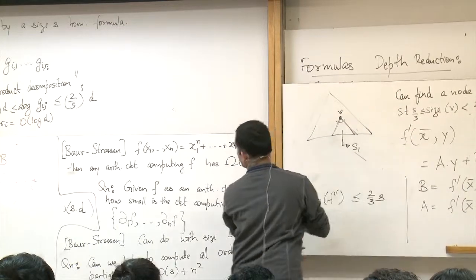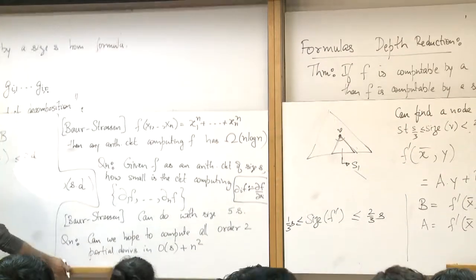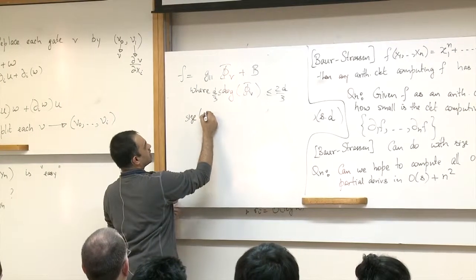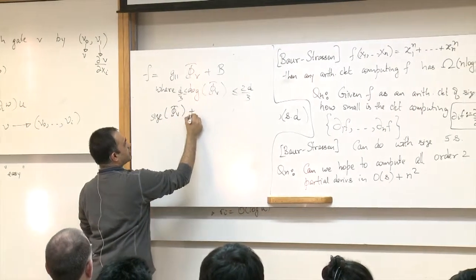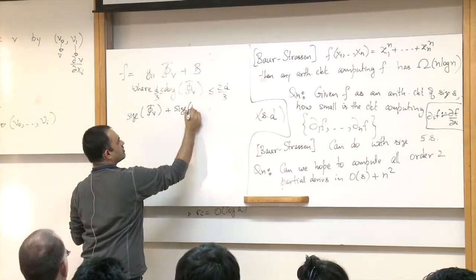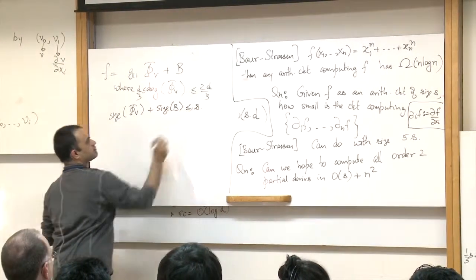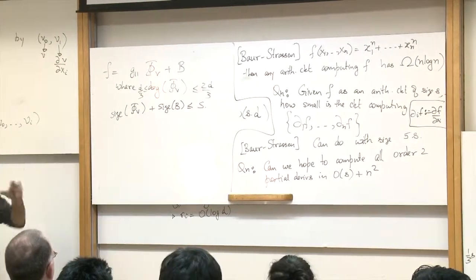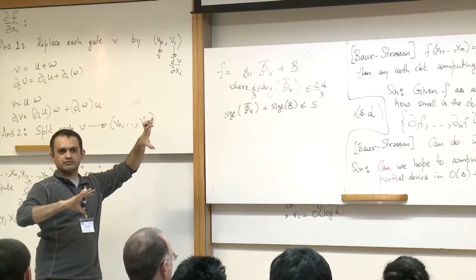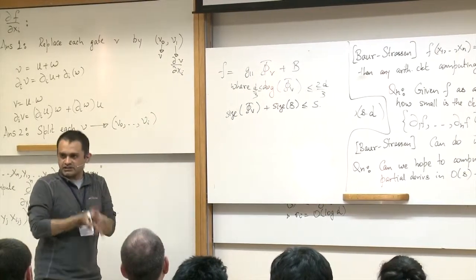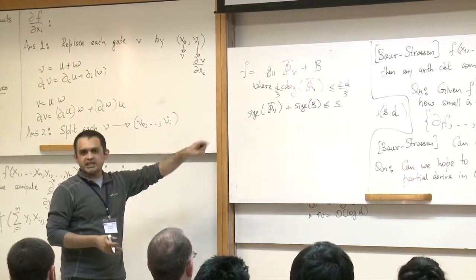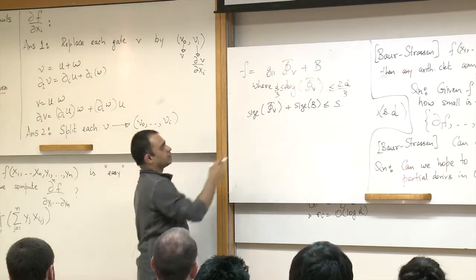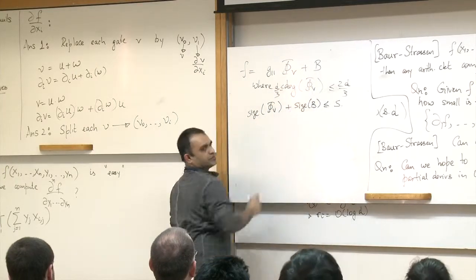Okay? So what you know right now is that the size of phi v plus the size of B is at most S. Because these are two disjoint parts of your formula. Phi v was the subtree under v, and B is everything else but that. Now, therefore, I can apply induction on phi v and on B.